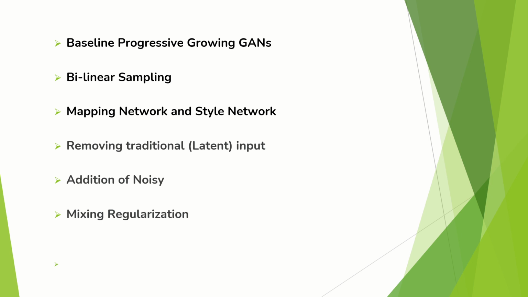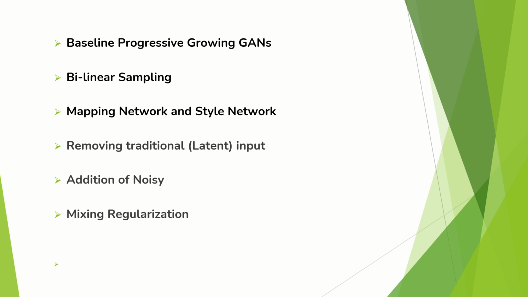The second part is bilinear sampling. The authors of the paper use bilinear sampling instead of the nearest neighbor up/down sampling, which was used in the previous baseline progressive GAN architecture. In both the generator and discriminator, they implemented this bilinear sampling by low-pass filtering the activations with a separable second order binomial filter after each upsampling layer and before each downsampling layer.